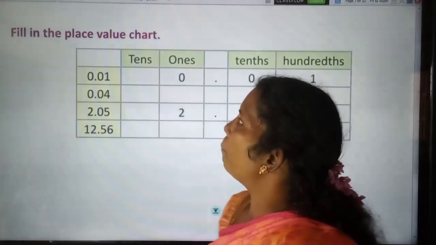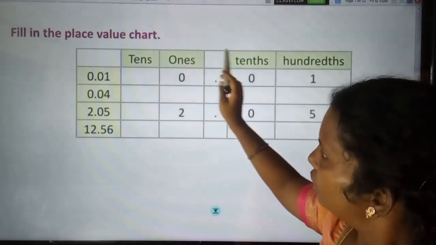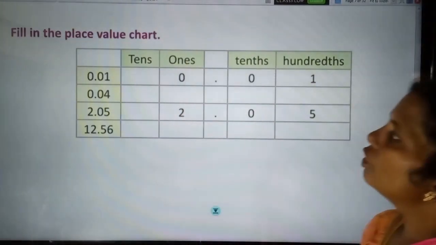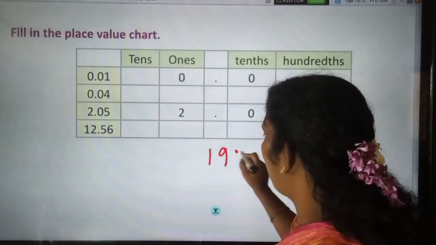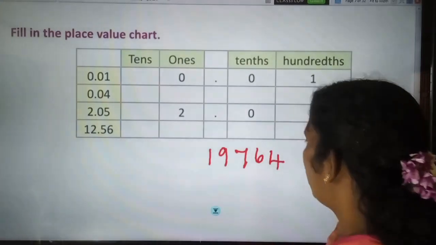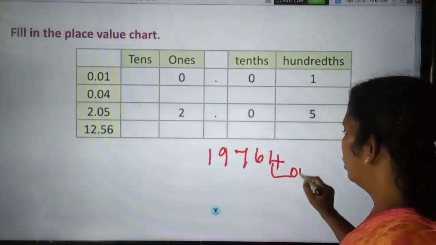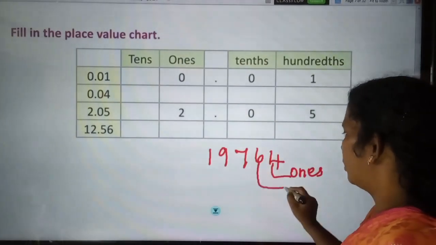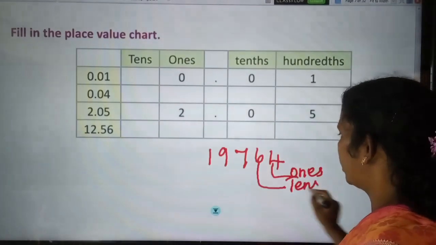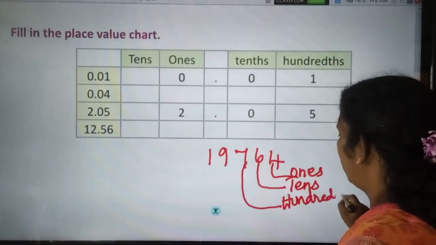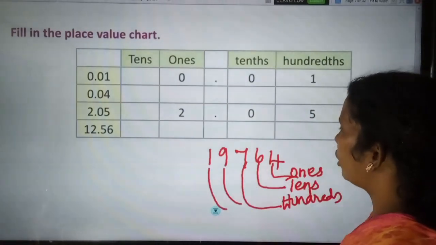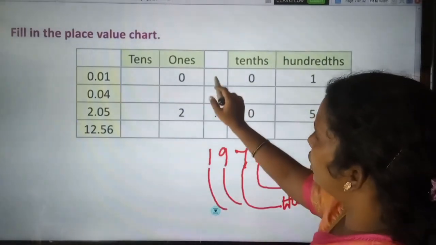See, fill in the place value chart. This is a place value chart we have already known. For whole numbers, how will the place value chart be? Let's see here, 19764. See, what we say about this: this is the ones place, this is the tens place, this is hundreds. Like that we will say. This is 1000 and this is 10,000. Like that we will say. What about the decimal?